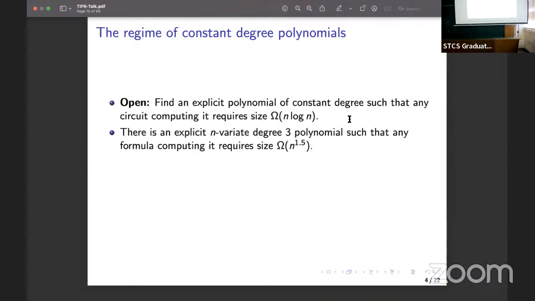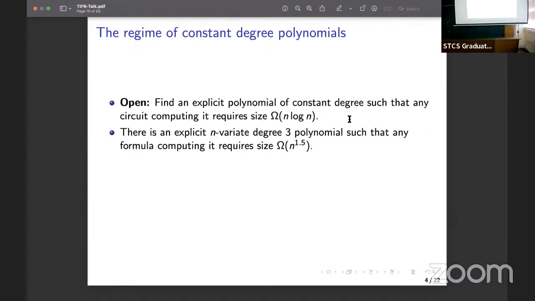So for constant degree polynomials, what is the best we know? It appears that for circuits we know nothing. Even the Baur and Strassen lower bound seems to be open. But if you restrict the underlying graph to be a tree, that is a formula, then you can construct a degree 3 polynomial on n variables, such that any circuit computing it requires superlinear size, like n to the 3 by 2.